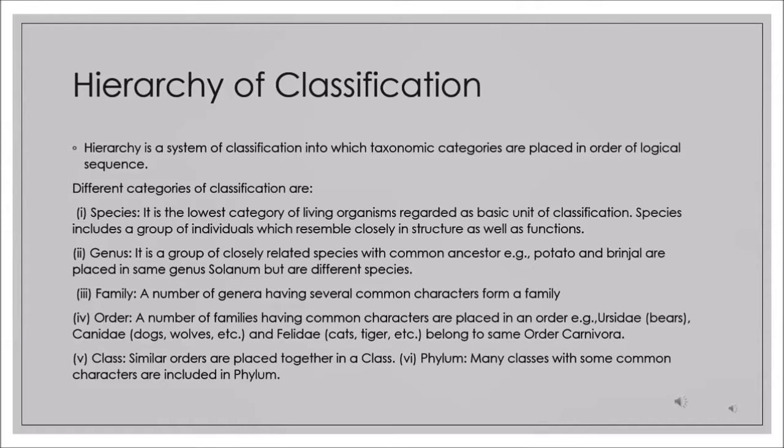So the first one is species. Species is the lowest category of living organisms and it is the most basic unit of classification.